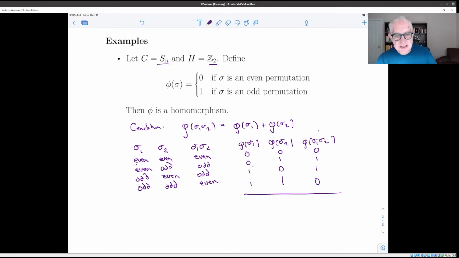So the fact that this is a homomorphism is just an expression of the fact that we know that an even times an even is even, an even times an odd is odd, and so on. And so we have this relationship between the two groups, which is given by this homomorphism, which captures what we know about even and odd permutations.